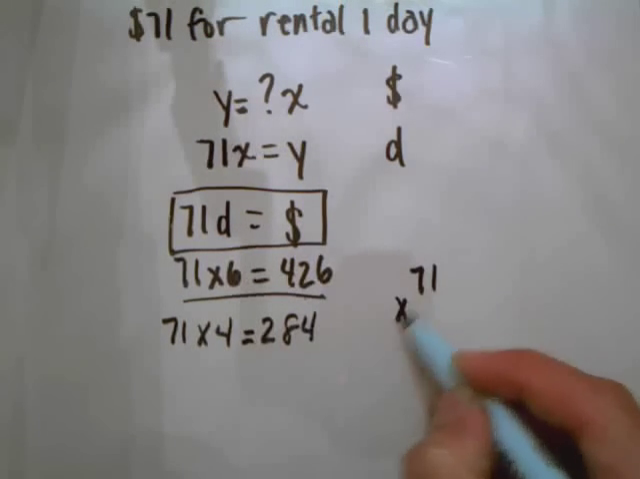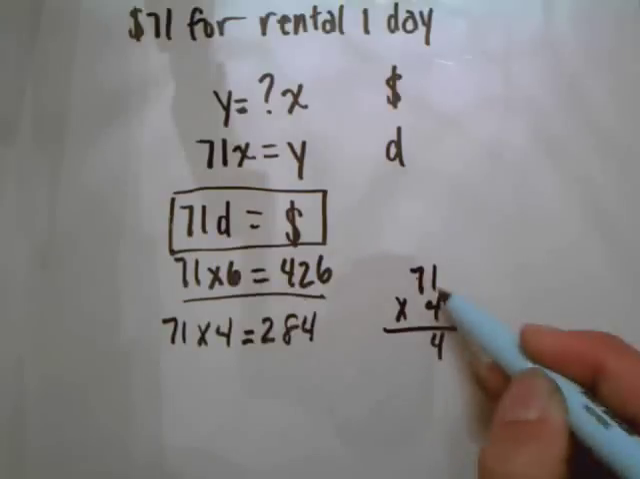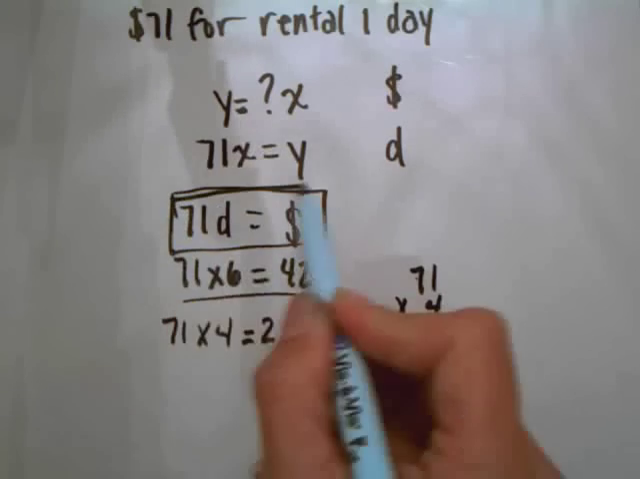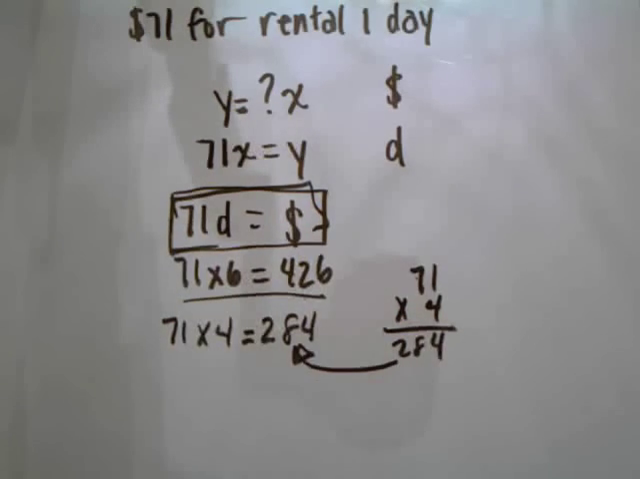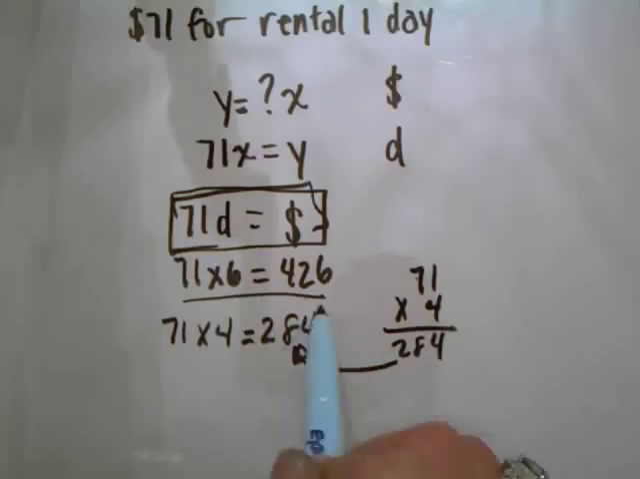Well, let's just figure it out. 71 times 4. 4 times 1 is 4. 7 times 4 is 28. Look at that. That's how I know this equation is working. I've written this the right way. I just substituted the number of days in for this letter and then straight multiplied to get to the total cost.